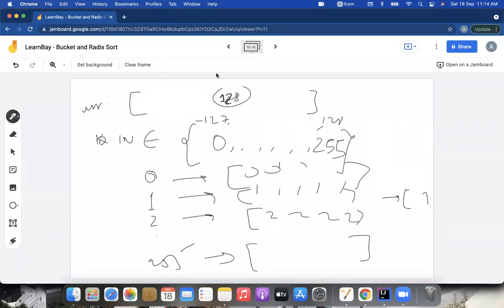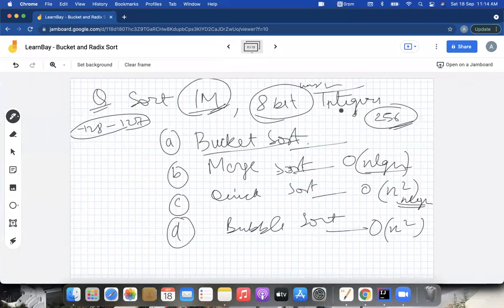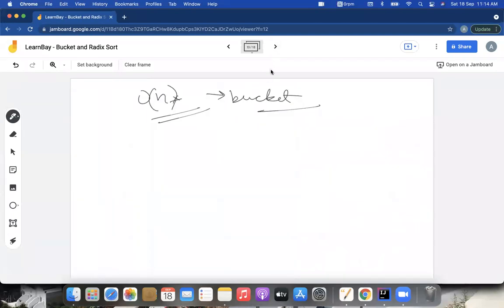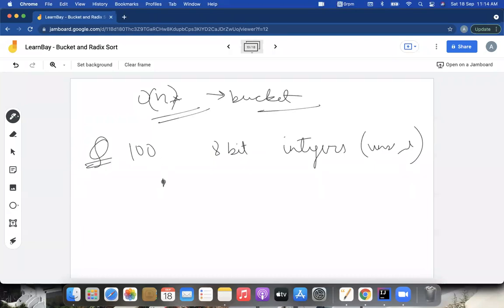Any questions? So what algorithm would you use to sort 1 million 8-bit integers? Bucket sort will always solve them in linear time. This is the correct answer, right? Let me give you one example where you would not use bucket sort. Let's say you have 100 8-bit integers, unsigned here also. So you have 100 numbers and they are 8-bit integers, right? So now what algorithm would you use?